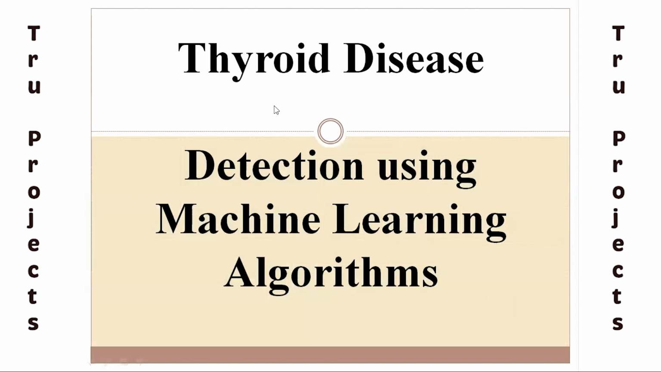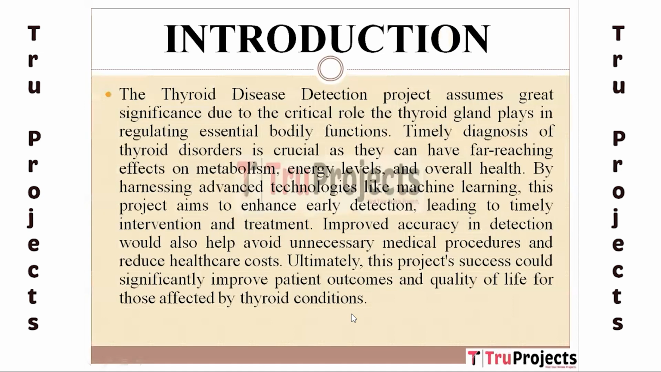In this video, we are going to see thyroid disease detection using machine learning algorithms. Introduction. The thyroid disease detection project is crucial for timely diagnosis of thyroid disorders which impact metabolism, energy levels, and overall health. By using advanced technologies like machine learning, the project aims to enhance early detection, enabling timely intervention and treatment. This improved accuracy could prevent unnecessary medical procedures and reduce healthcare costs, ultimately improving patient outcomes and quality of life for those affected by thyroid conditions.